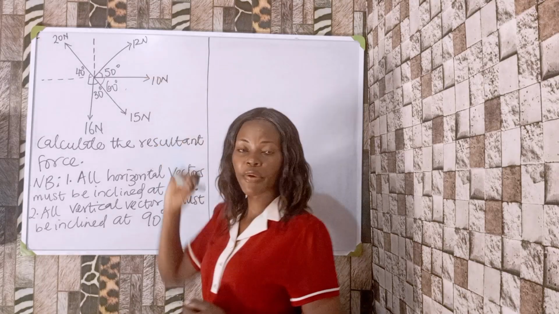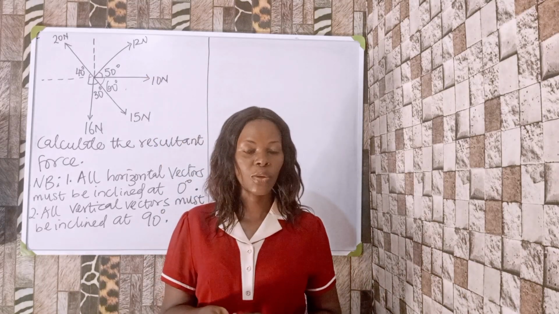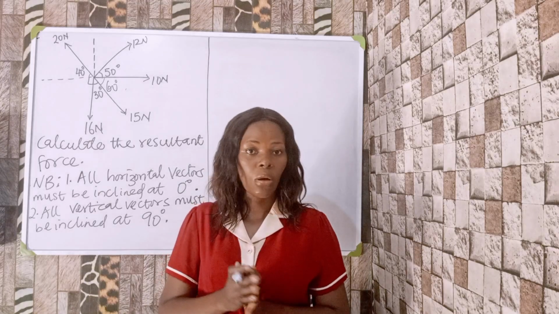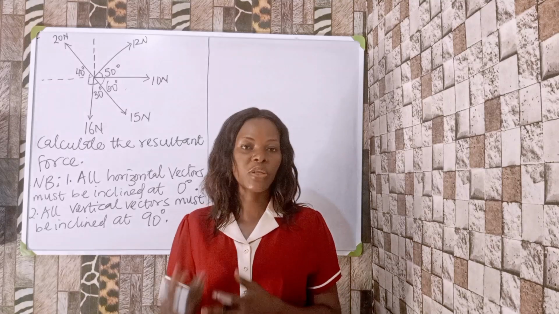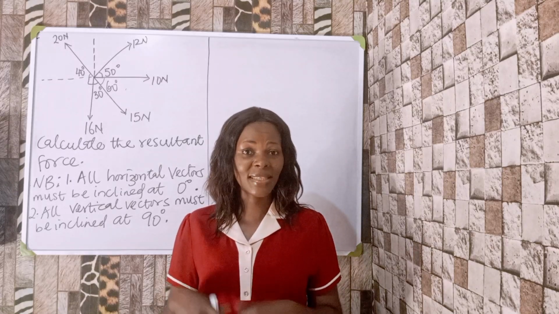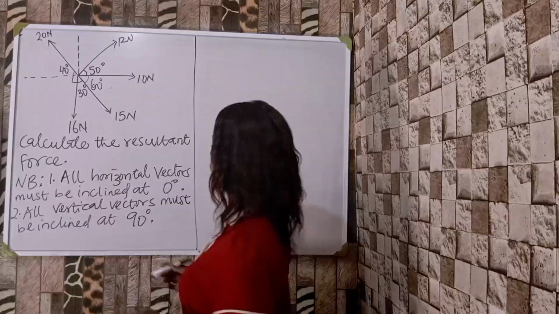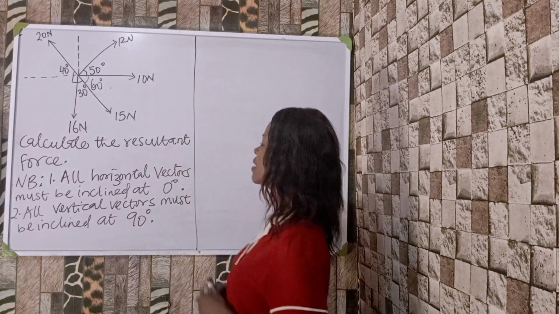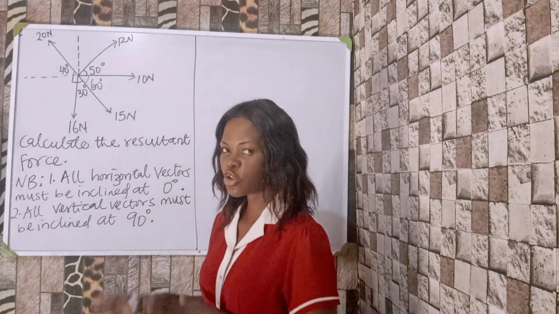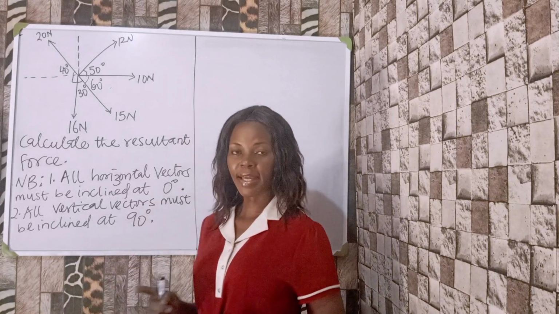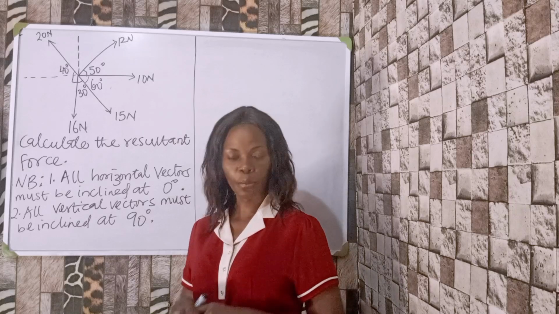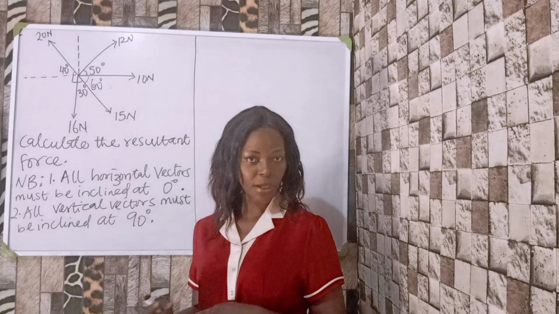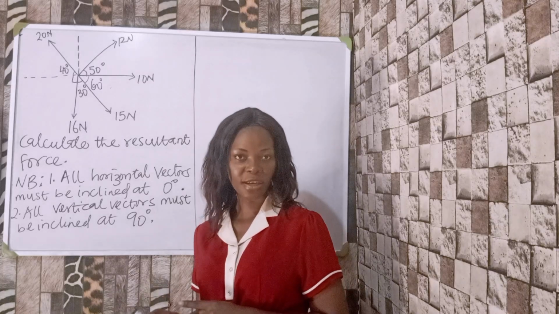And remember that when we want to resolve these vectors, we resolve all of them into horizontal components at once, or at the same time. Then we also resolve all of them into vertical components at the same time. So what we are expected to do next is to resolve all of them into the horizontal component at once, then the vertical component. As we are resolving, we should also recognize those vectors that are negative and the ones that are positive.